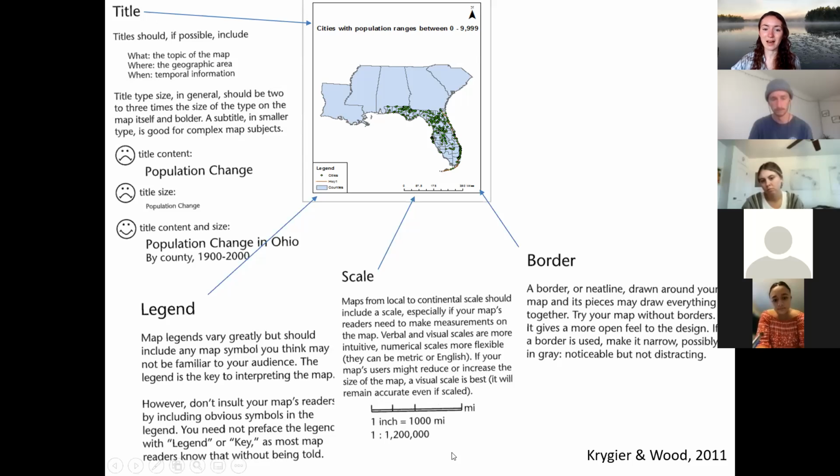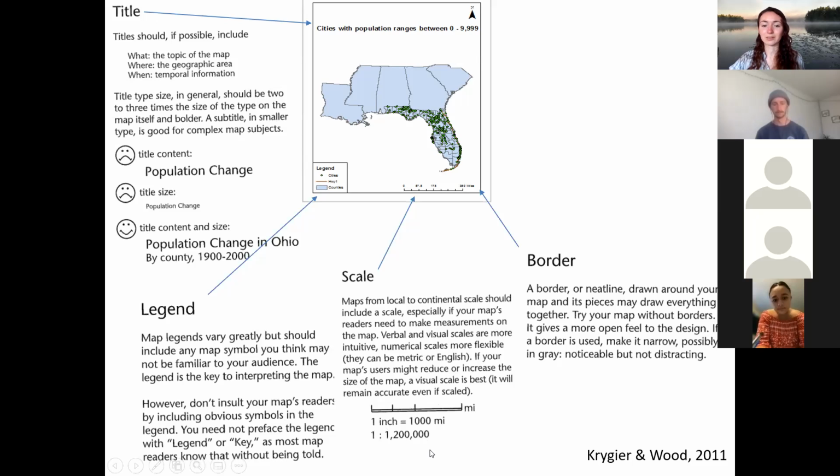And then you can also have a numerical scale, which is a little more flexible because that can be associated with any units. So like 1 millimeter on the map would be 1,200,000 millimeters in the real world, which would come out to like 1.2 kilometers. So that can be useful if you're trying to reach a broader audience, like a global audience. But the first two are a little more straightforward. So it's important to keep your audience in mind when making these decisions.